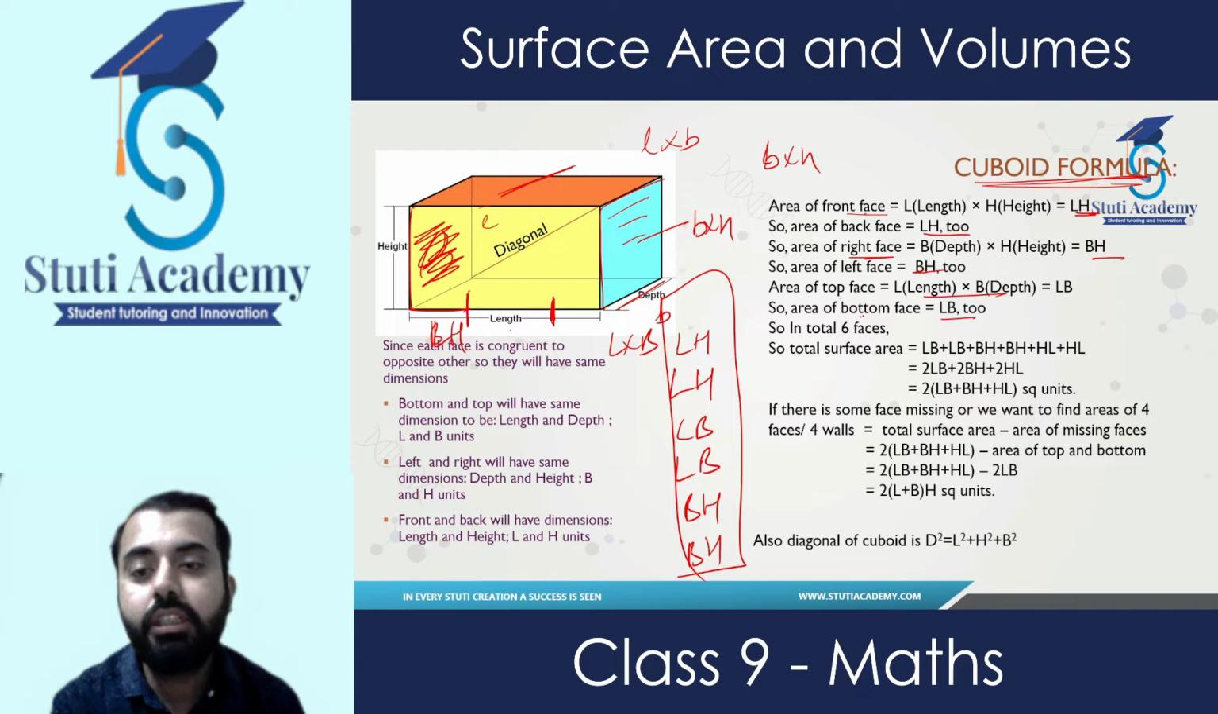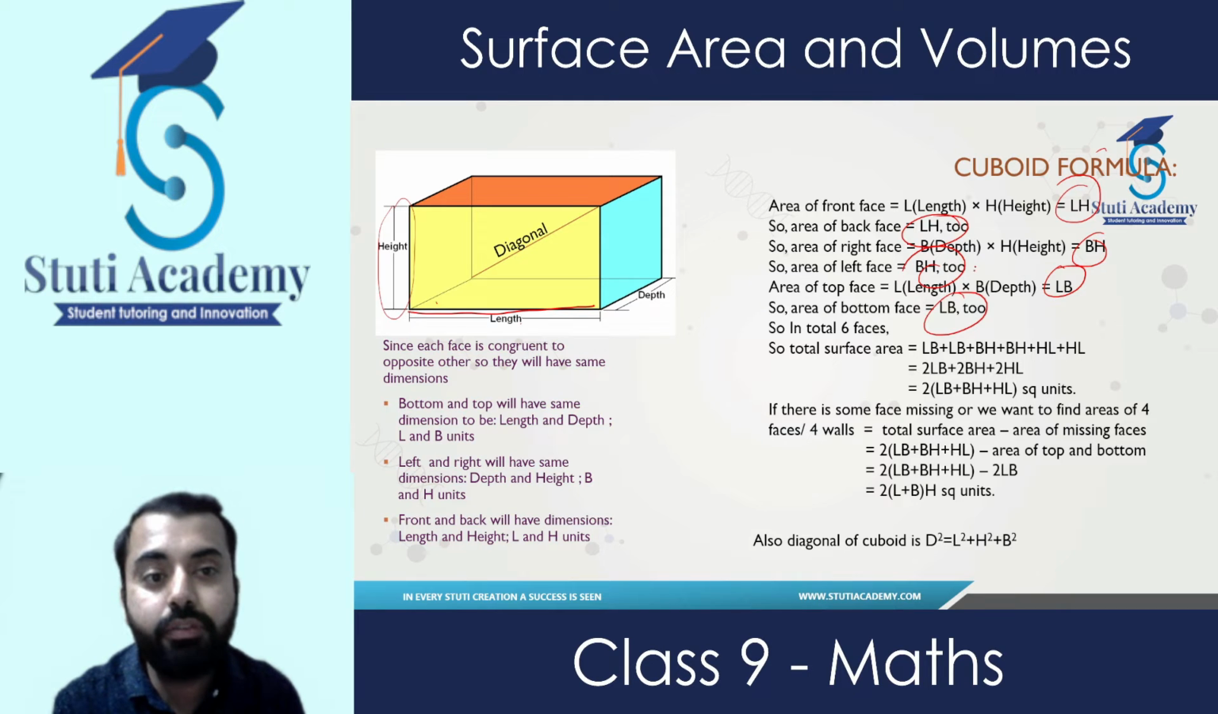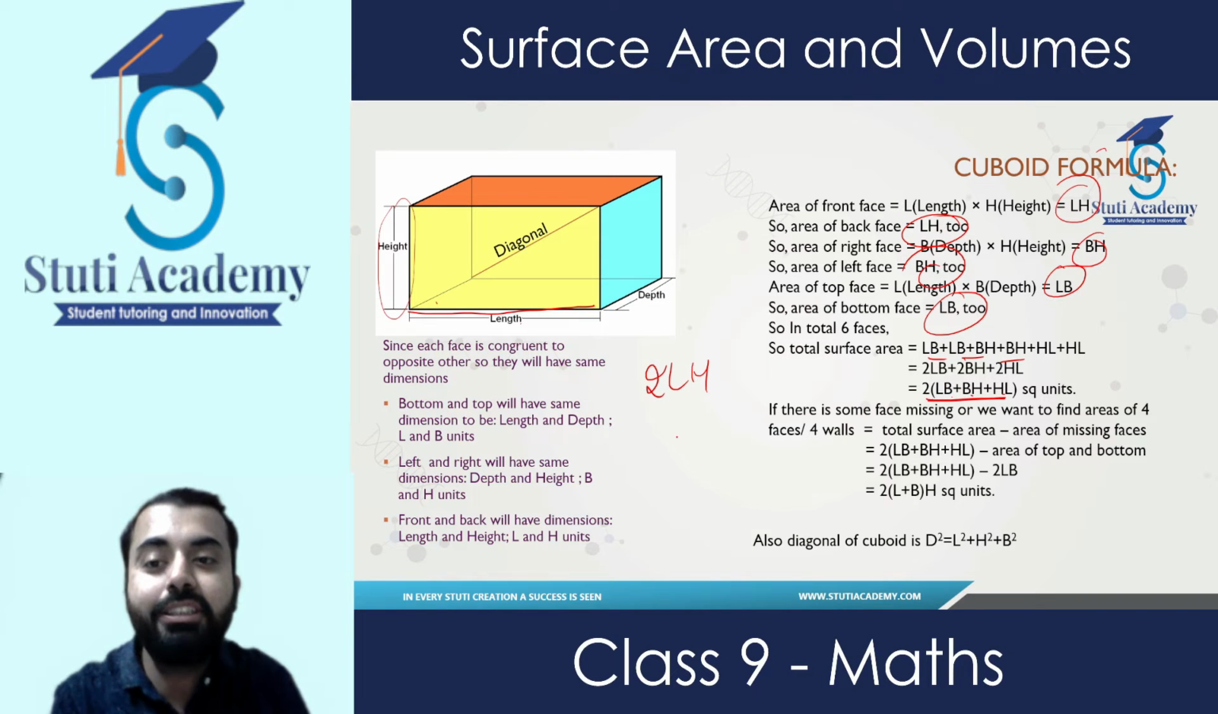You get this? Now you guys see here. Your front face is this, sharing the length and height. So LH, back one also LH, left one, right one, BH, BH, and top one, bottom one, LB, LB. So you get twice of LH, so you can say 2LH, you can say 2BH and you can say 2LB. Taking 2 common, you have your total area, which is 2 into (LB plus BH plus LH). This is the total surface area of a cuboid. I have taken each and every face. That was the total surface area.